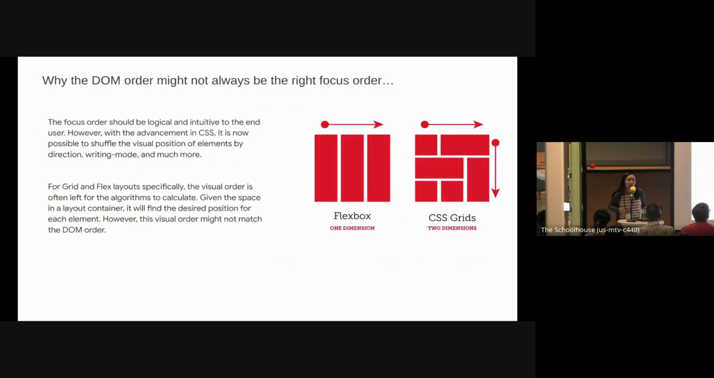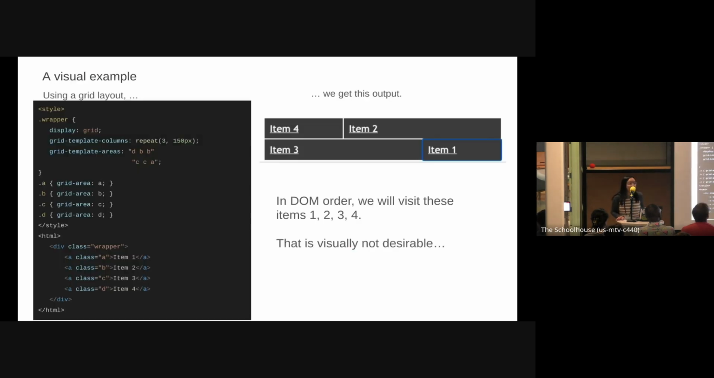That may not always be the ideal focus order to go through, because it may not always match the visual order. Because of different CSS layouts such as flex and grid, as well as different values such as direction and writing modes, the positions of the items will potentially change and not match the DOM order. In this example, the items 1, 2, 3, 4 are added using a grid template, and because of that, item 4 is being presented first.